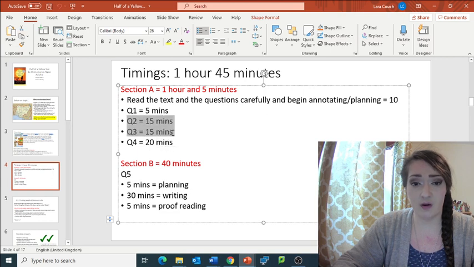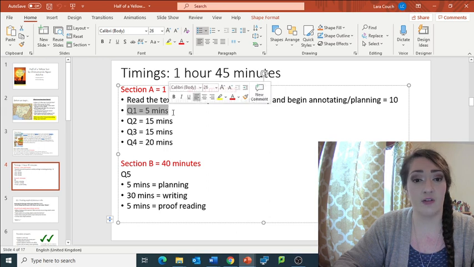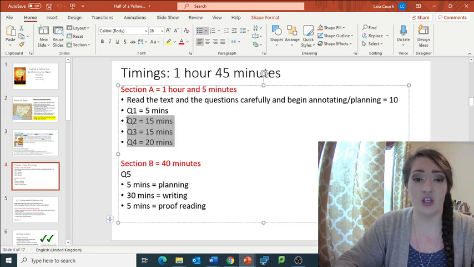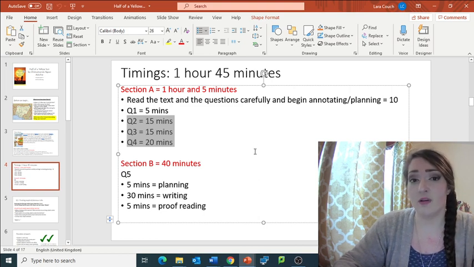The 2 and 3 are worth about 8 marks. Question 1's worth about 4 marks, and question 16 is worth 16 marks. Question 1's just retrieval. You've already had it. You'll be having a go at that in a moment. And question 2 and 3 here are PEE paragraph based. So you've got to really be punctual with your timings in this exam.